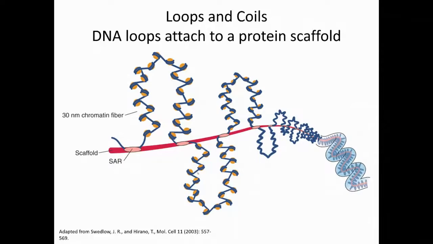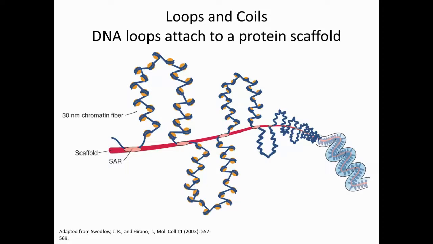And then after the 30 nanometer fiber, they can further pack. The 30 nanometer chromatin fiber is attached to the scaffold in the chromosome. So they have the scaffold, and the 30 nanometer fiber can attach to the scaffold and then pack further. That's how they form the higher order chromatin structure.